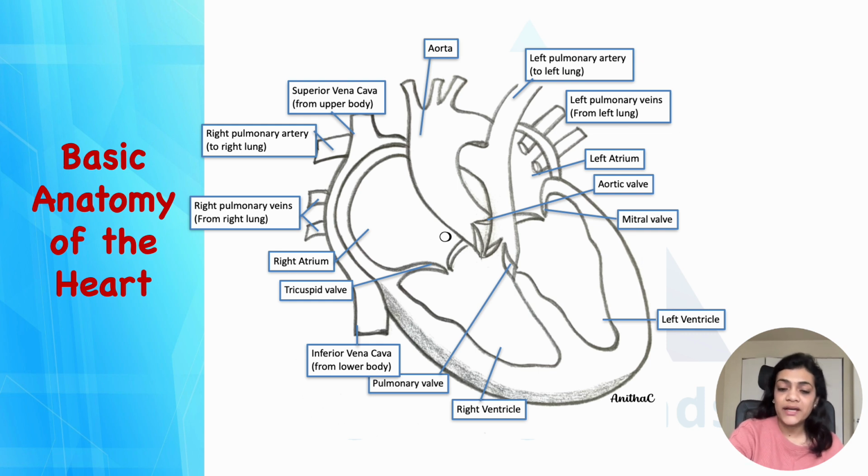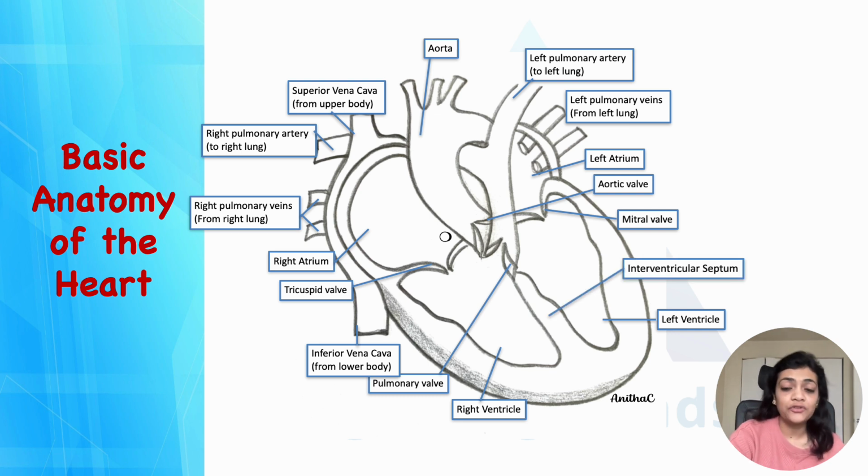For example, the tricuspid valve, as the name indicates, has 3 cusps and is situated between the right atrium and the right ventricle. The pulmonary valve is situated between the right ventricle and the pulmonary artery. Similarly, on the left side, you have the mitral valve, which is the bicuspid valve, situated between the left atrium and the left ventricle, and the aortic valve is between the left ventricle and the aorta.